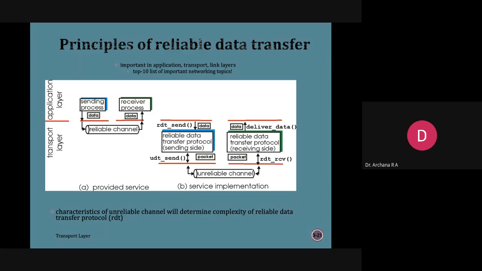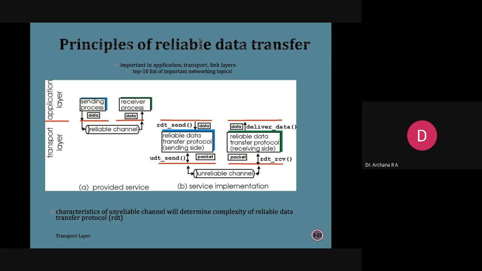Reliable data transfer is a fundamental important problem in networking. Only if you have a reliable channel can the packet reach the destination safely, without any corruption of the data bits or any loss of the data packet you send. So you need a protocol mechanism, and that is done with the help of reliable data transfer.